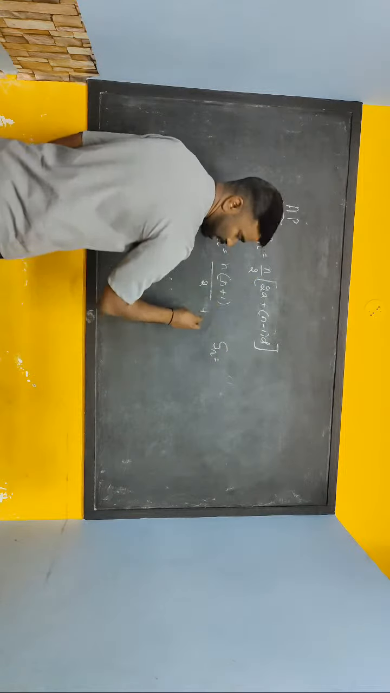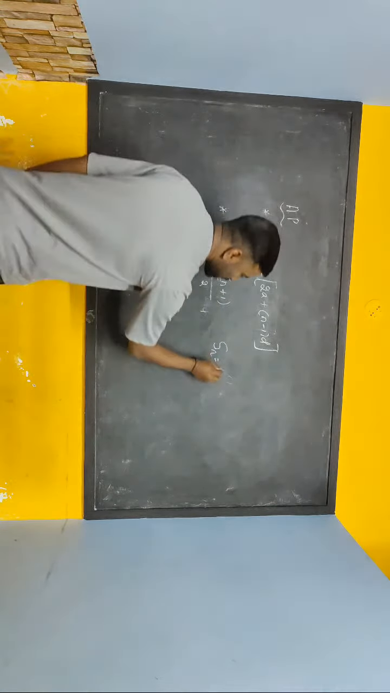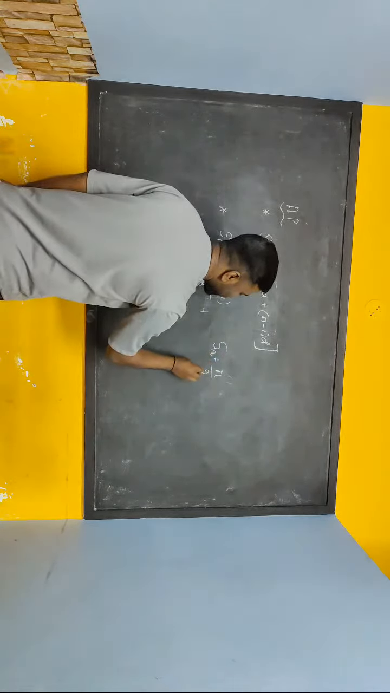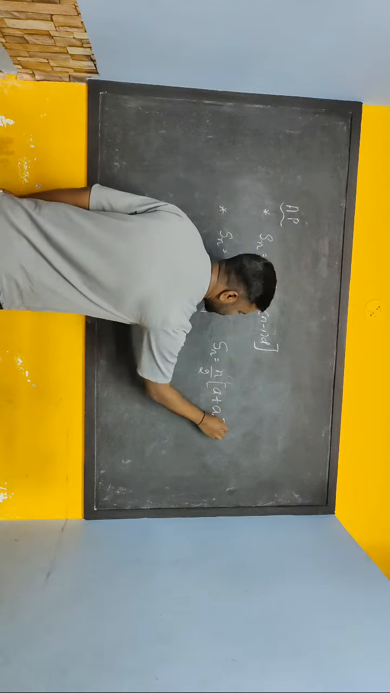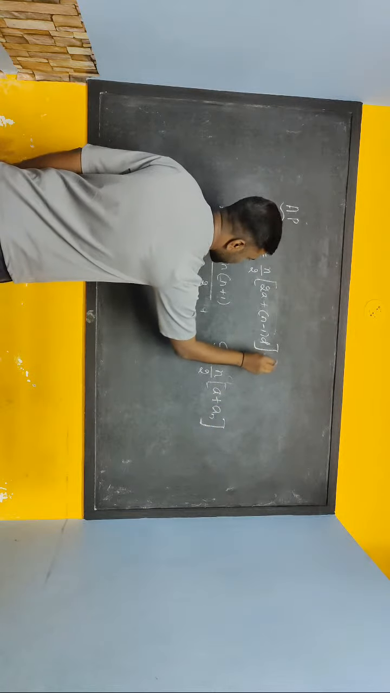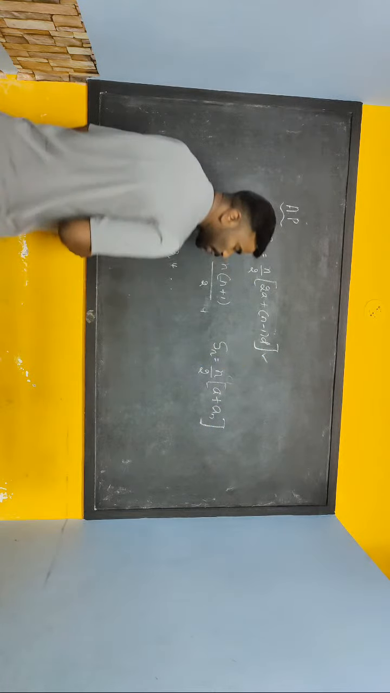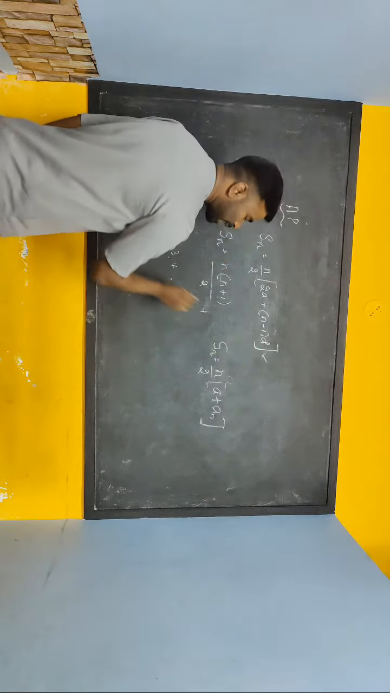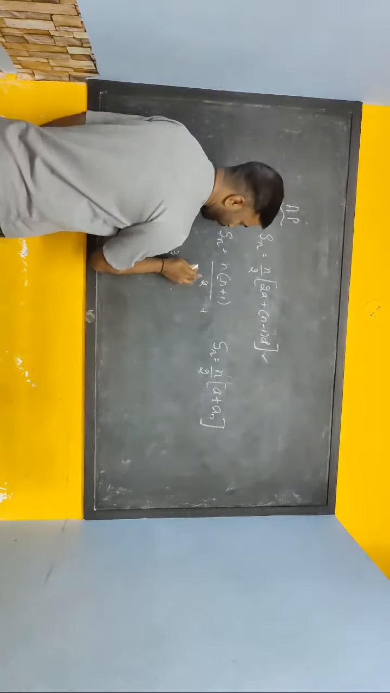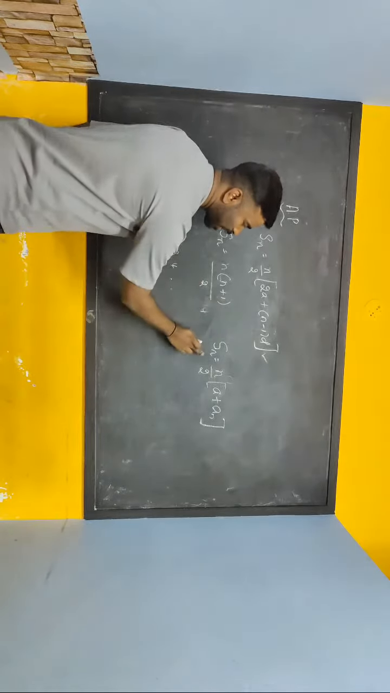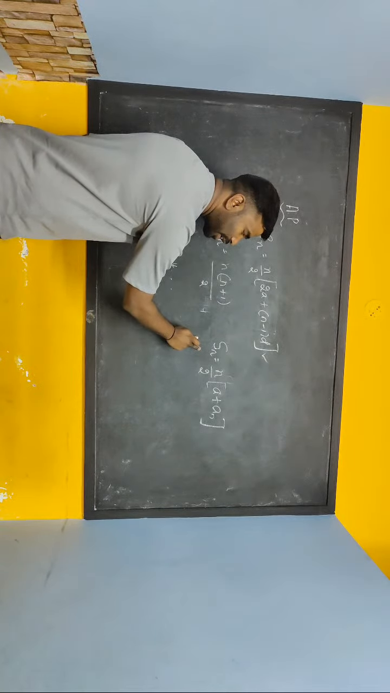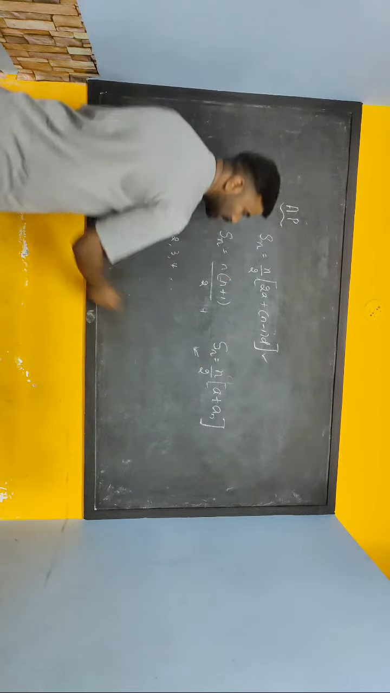If you know the last term, then the sum can be written as Sn equals n by 2 into a plus an. Based on this, you can expect a 2 mark question. Based on these, you can expect a 1 mark question, based on finding the sum of n natural numbers, or they can directly ask for the formula.